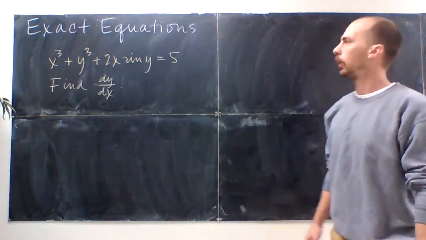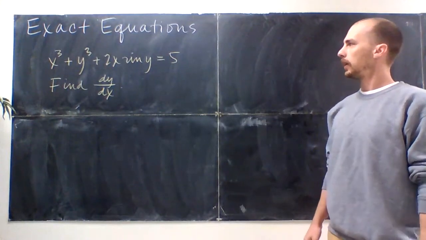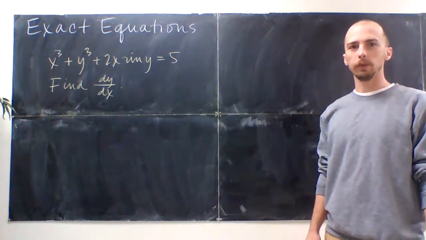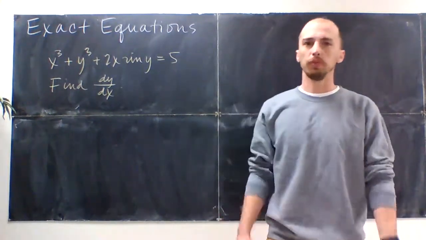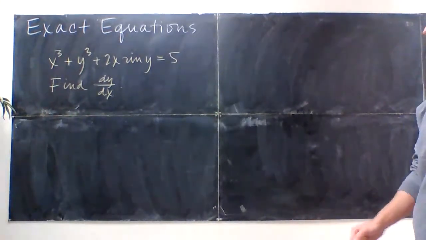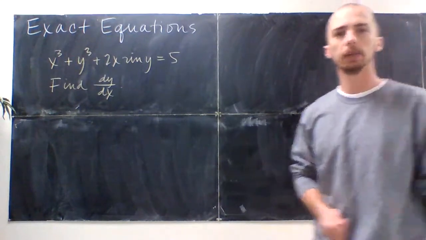Alright, in this video I'm going to be talking to you about exact equations. But before I start, I want to take it back to AP Calculus for a second and look at something like this. This is a task we were able to do last year, right? We were able to look at an implicitly defined curve and find dy dx.